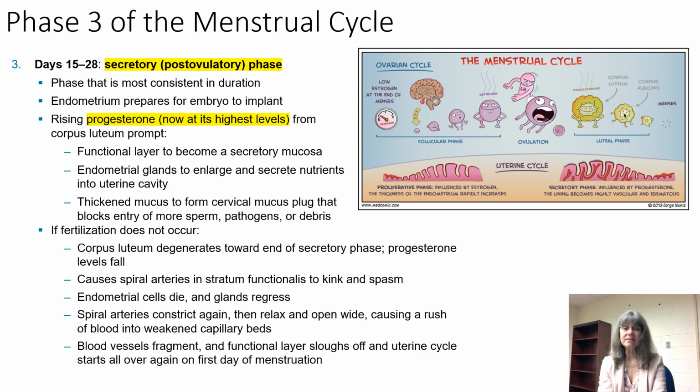If fertilization does not occur, the corpus luteum will degenerate toward the end of the secretory phase, and progesterone levels will begin to fall. That will cause spiral arteries in the stratum functionalis to kink and spasm. Endometrial cells will die and glands will regress. Spiral arteries constrict again, then relax and open wide, causing a rush of blood into those weakened capillary beds. Blood vessels will fragment, the functional layer will slough off, and the uterine cycle will start over again as the first day of menstruation.